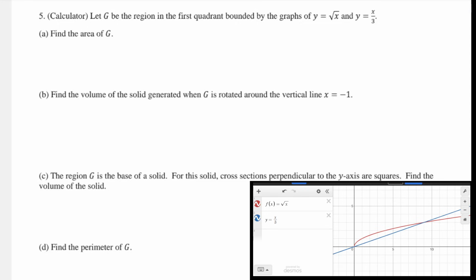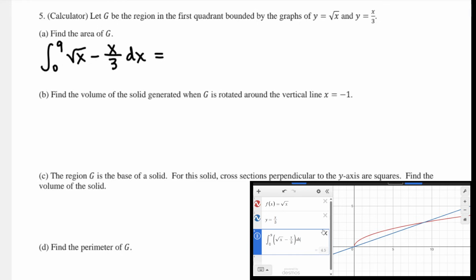And finding the area of G, okay, we're going to do top minus bottom, red minus blue from 0 to 9. So, integral from 0 to 9 of red was the curve. That's going to be square root x minus x over 3. Doesn't really seem like a calculator question. Maybe, yeah, we're going to be computing a washer later. Yes, that's definitely a calculator. So square root x minus x over 3 dx, and that would be 4.5.